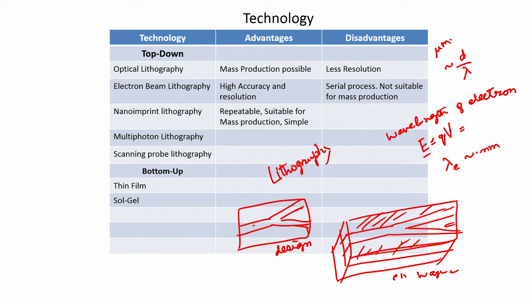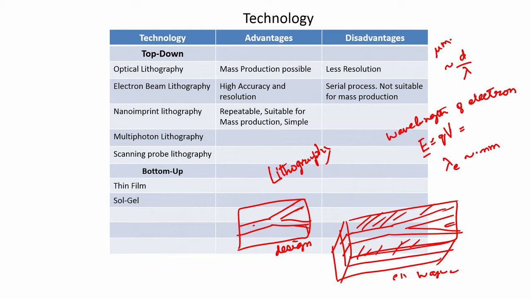Similarly, you have other processes like nano imprint lithography, which is a repeatable process and is suitable for mass production. It is quite simple. Similarly, you use multi-photon lithography, similar to other electron and optical beam lithographies, where you use several photons. Interference of these photons can result in very good beams which can be used for the lithographic process. Similarly, there is what is called scanning probe lithography, where you scan the entire pattern and then write wherever you would like to have the pattern.